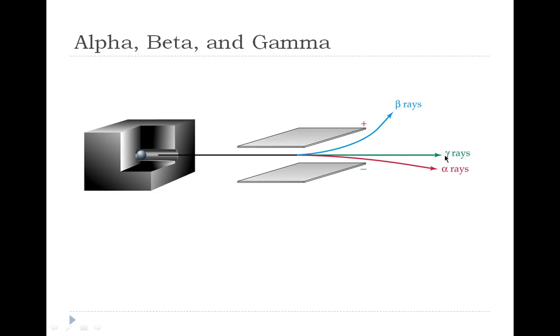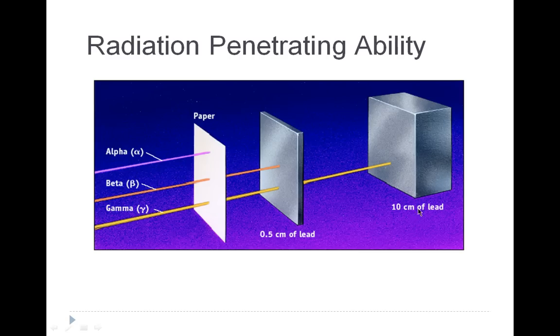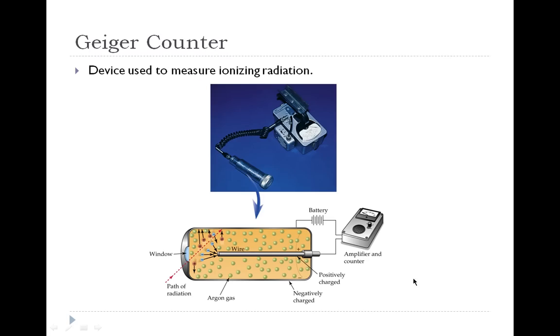Notice gamma radiation is not affected by charge at all, and that's because it has no charge. It's pure electromagnetic radiation. It's just energy traveling through space. It's not made of any particles like an electron, a proton, or a neutron. Now, this is a quick little chart illustrating the difference in penetrating ability. Obviously, gamma radiation can penetrate a lot further. It's higher energy. And then beta, a little less. And then alpha can't even make it through paper.